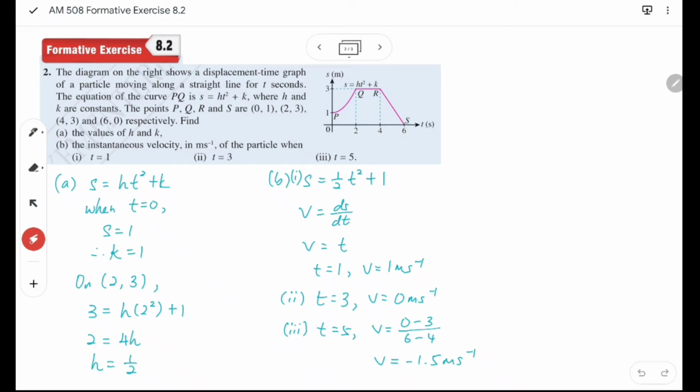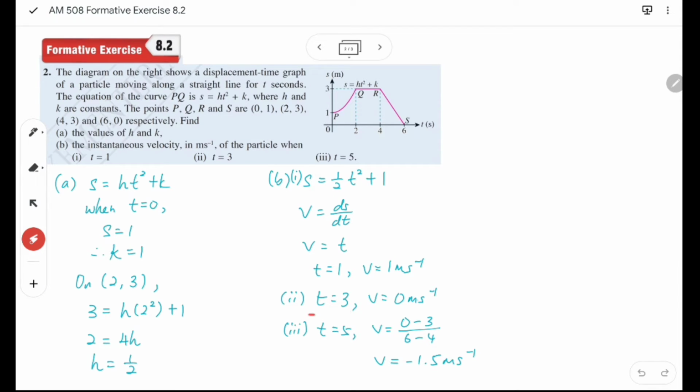And then for the next part, when t equals 3, the displacement graph is basically horizontal, right? It falls on the horizontal line. Therefore, the rate of change of displacement is basically 0.